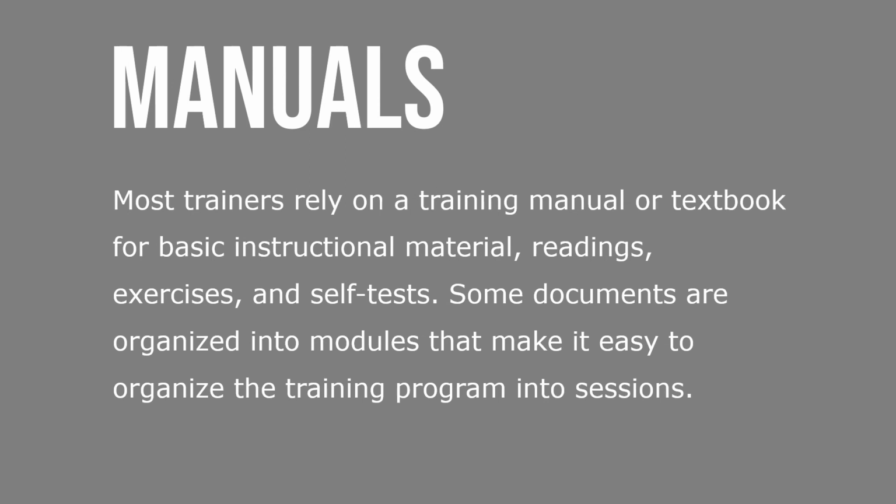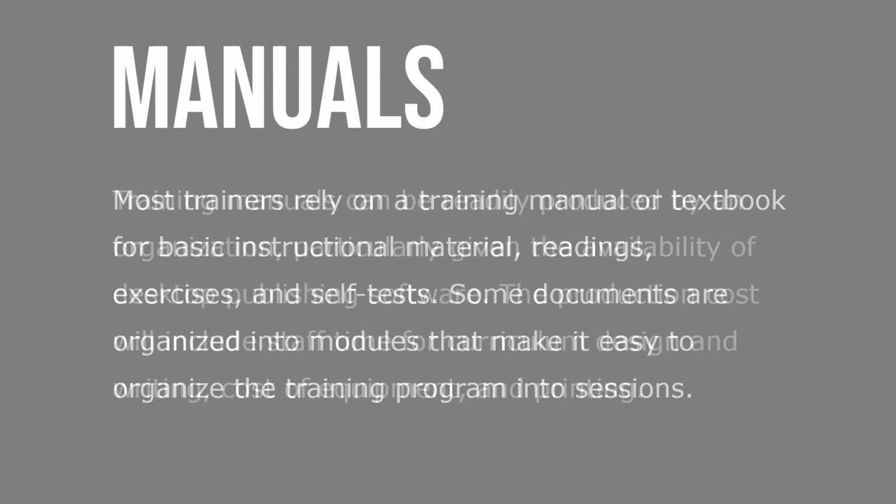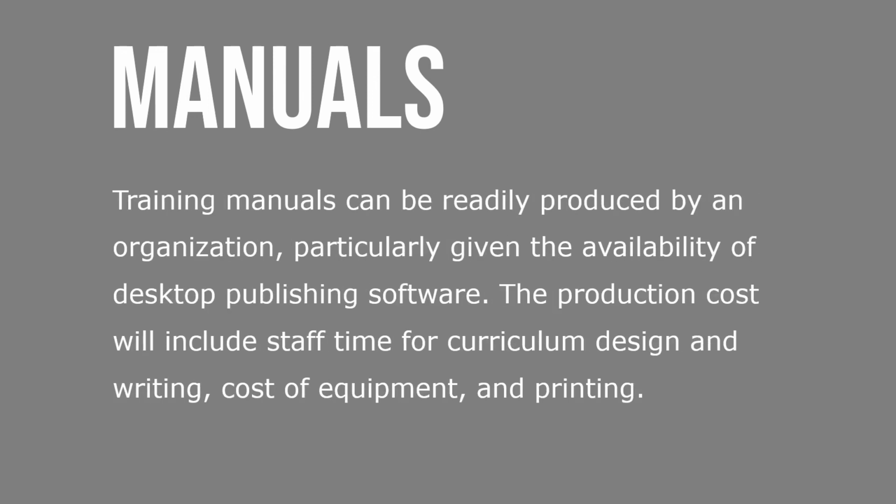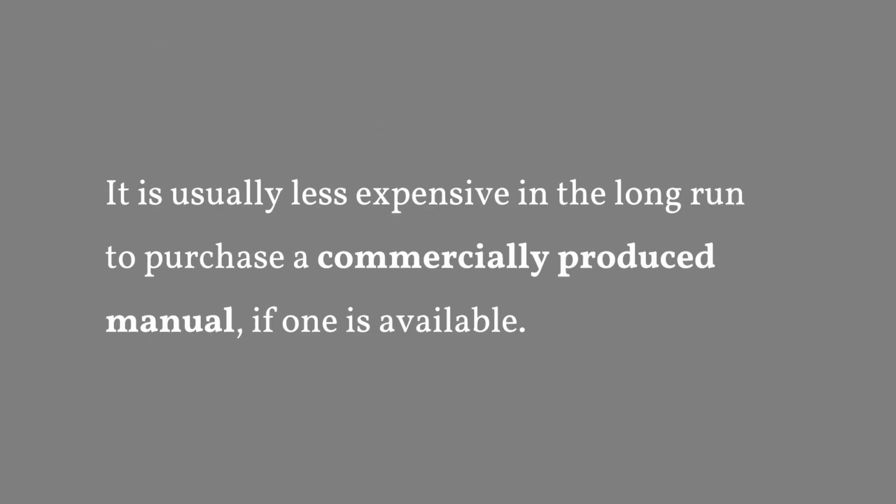Most trainers rely on a training manual or textbook for basic instructional material, readings, exercises, and self-tests. Some documents are organized into modules that make it easy to organize the training program into sessions. Training manuals can be readily produced by an organization, particularly given the availability of desktop publishing software. The production cost will include staff time for curriculum design and writing, cost of equipment, and printing. It's usually less expensive in the long run to purchase a commercially produced manual if one is available.